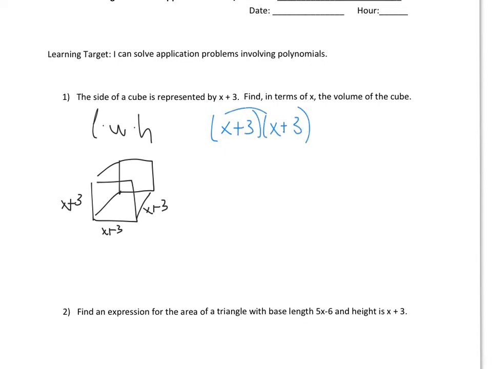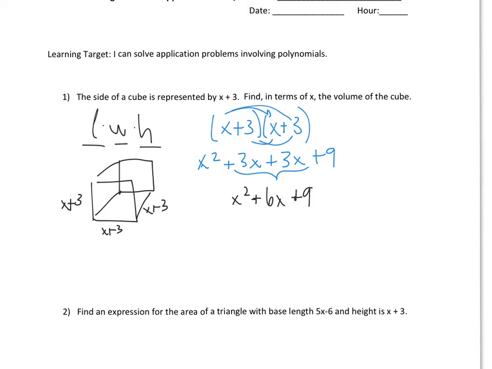I'm going to go ahead and FOIL that and get x squared plus 3x plus another 3x plus 9. And if I put together my middle terms there, I get x squared plus 6x plus 9. So now I've multiplied two of the binomials together, so I did essentially length times width. Now I have to take that and multiply it by the height, which again is x plus 3. So I'm going to take this trinomial and multiply it by the binomial x plus 3, and I'm going to go ahead and use the box method.